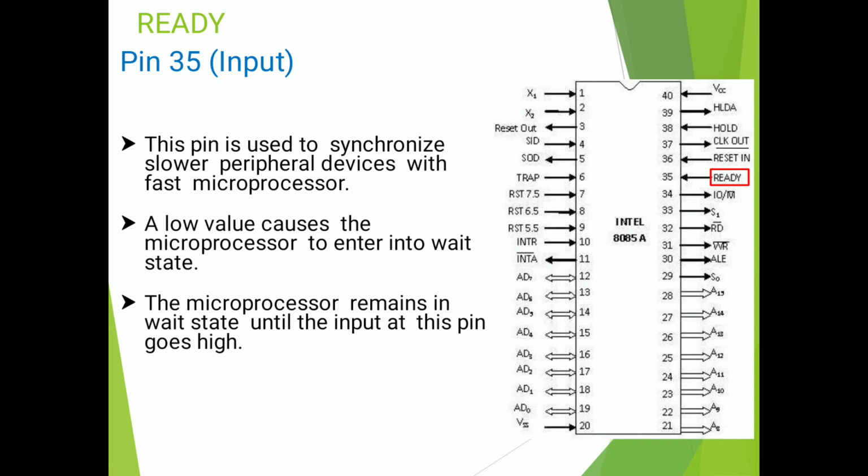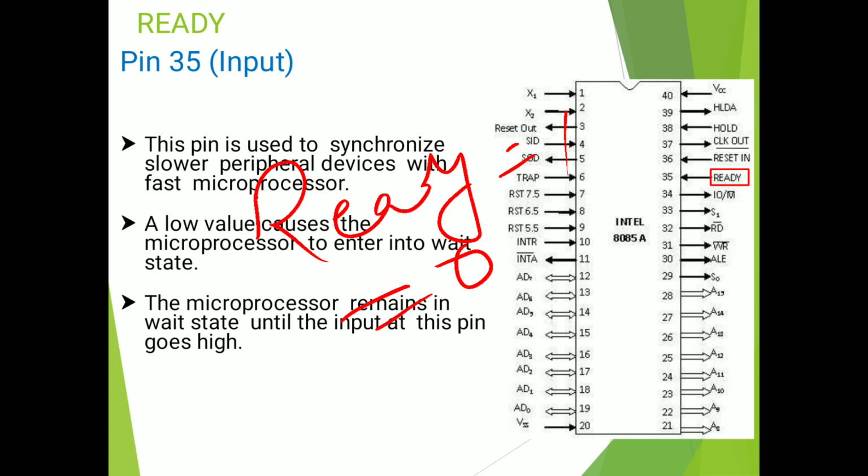When the ready pin is high, means ready is set to 1, then peripheral devices are ready to transfer data to the microprocessor. If the ready pin is low, then peripheral devices are not ready to transfer the data.